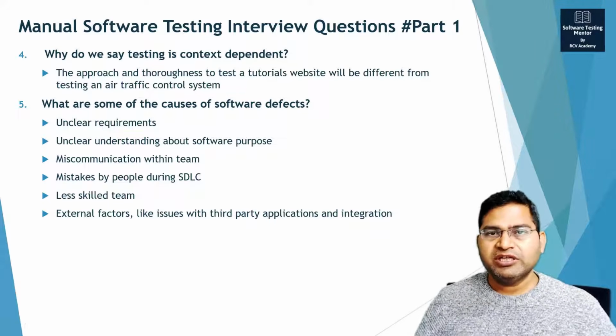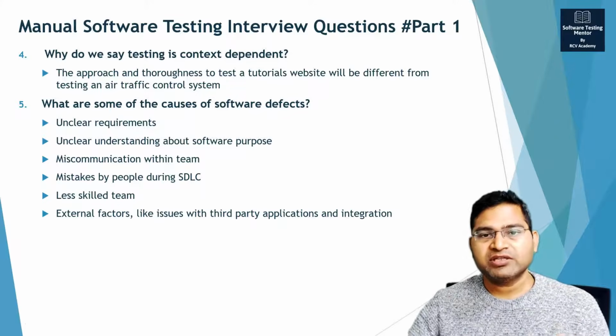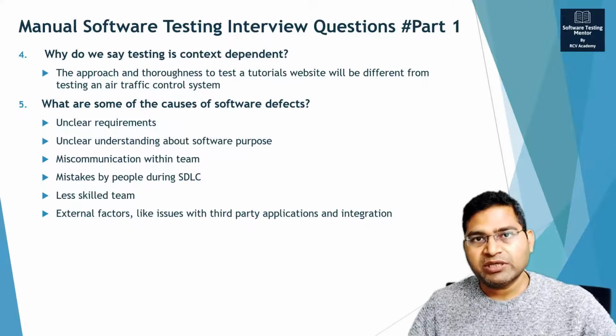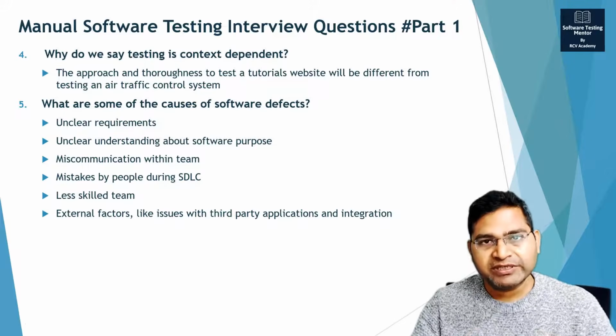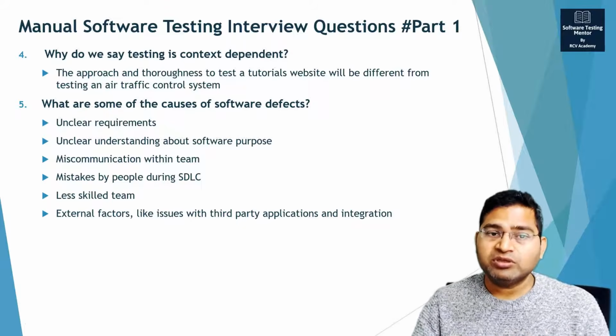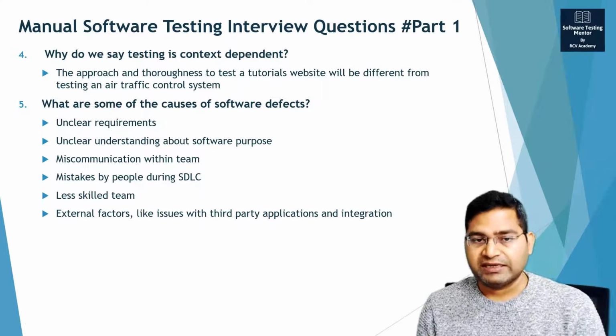Now, another thing is miscommunication within the team. This is very common. If your team is not working in a collaborative way, there is a blame game and there is miscommunication, then that is another cause, because developers are doing something without taking inputs from the tester, and the tester is not proactively providing input. That is another problem because of which defects can arise.